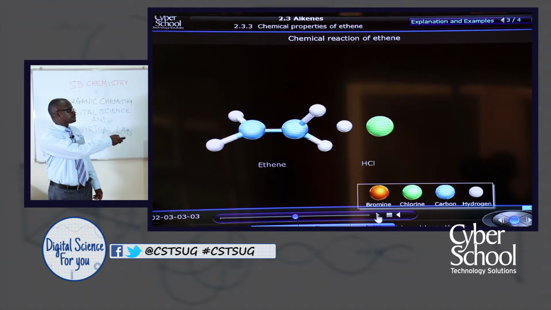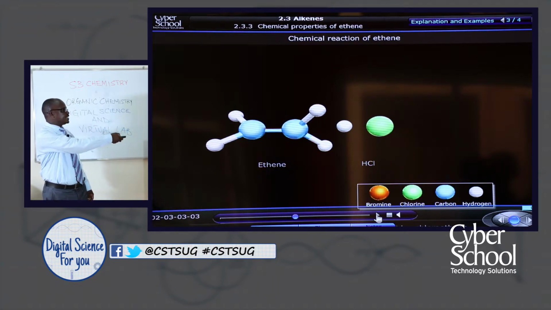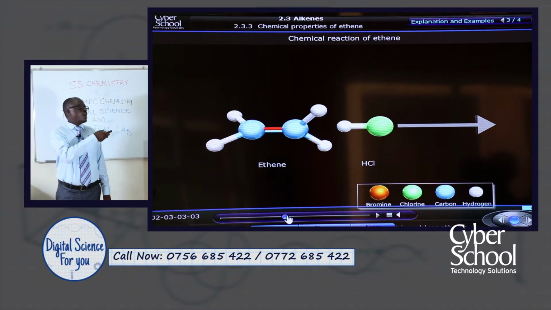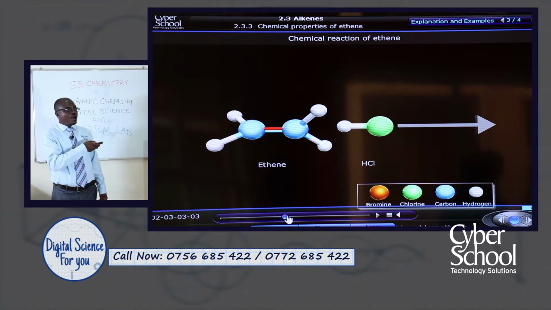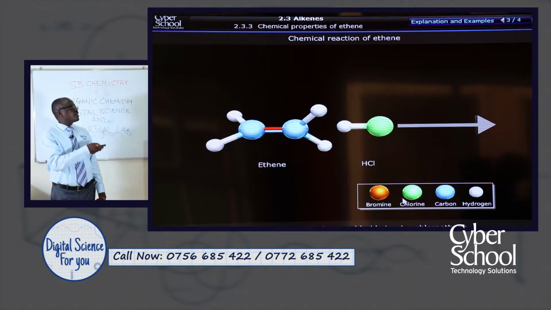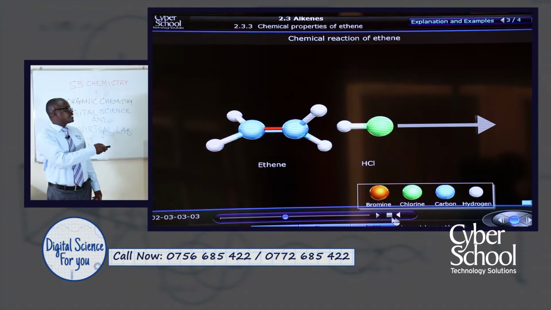We stop. Now, I'm taking it back slightly. Here we have ethene reacting with hydrogen chloride gas. The green ball shows chlorine. Chlorine has a covalent bond with hydrogen. So that one is hydrogen chloride. So when that happens, we shall get another compound.